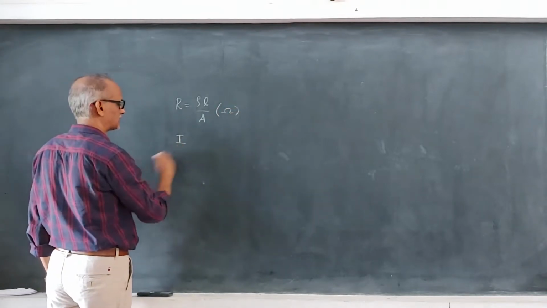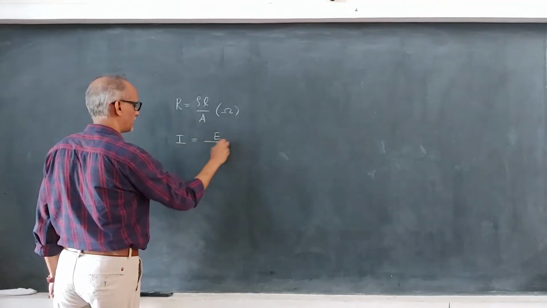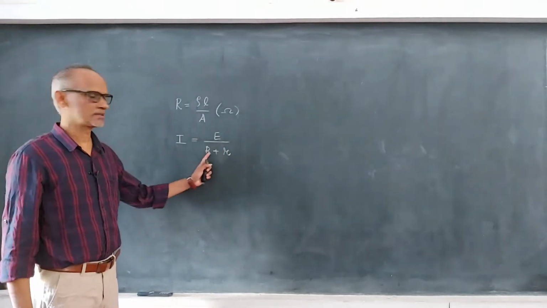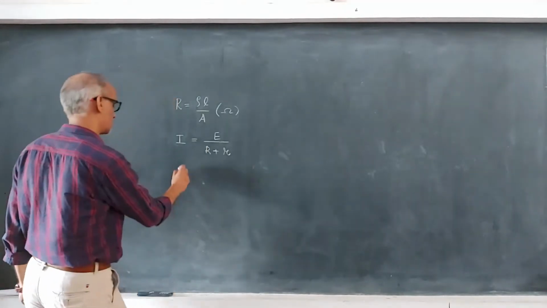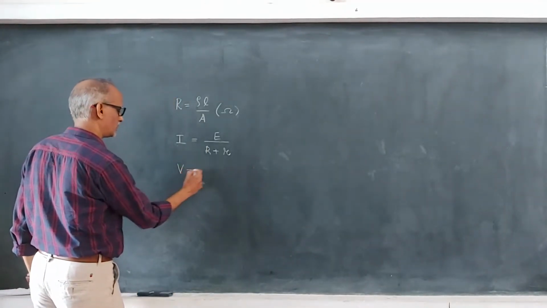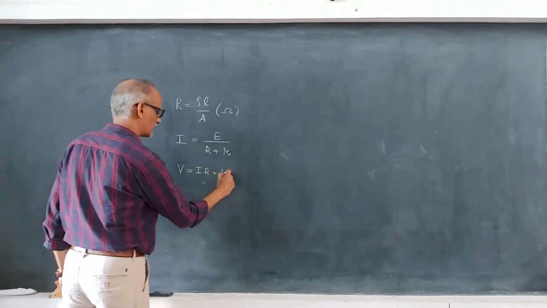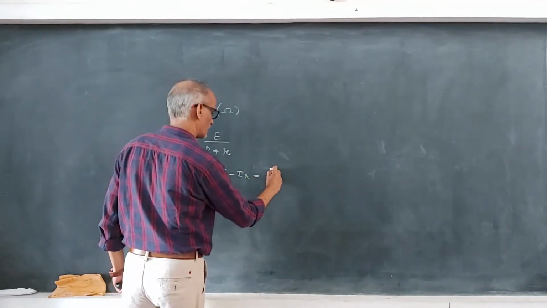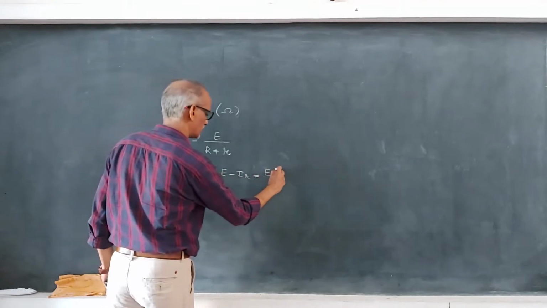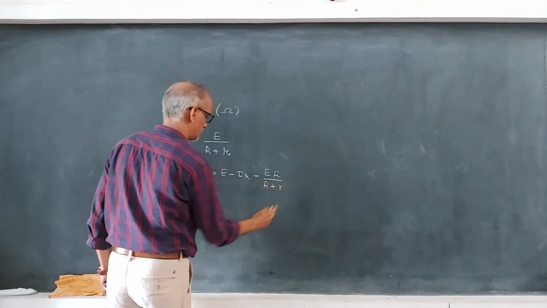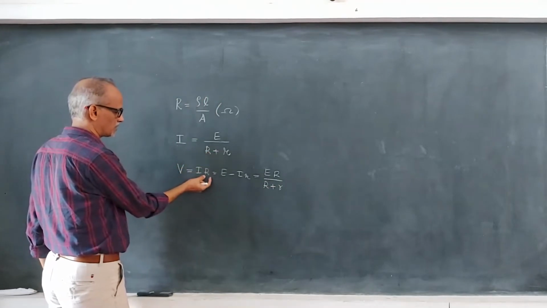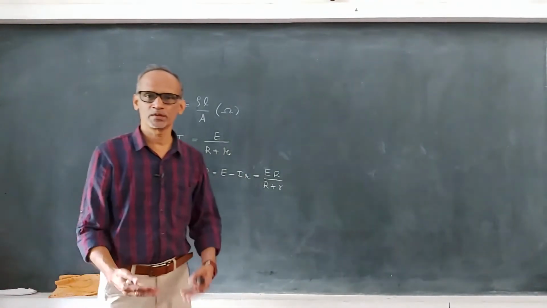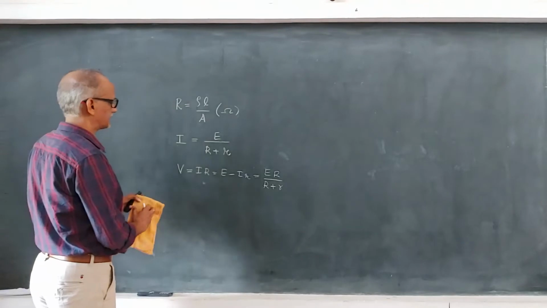Equation for current I is equal to E by R plus r, where E is the EMF, R is the external resistance and small r is the internal resistance, and the terminal potential difference, so V is equal to I into R, that is equal to E minus I into small r, and that is equal to E R by R plus r, where we replace I from here into R. I is equal to E by R plus r, into R. So, these are the three important equations based on which we are going to solve some more numericals later.